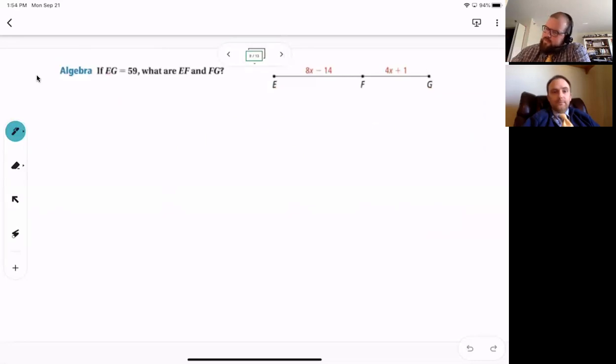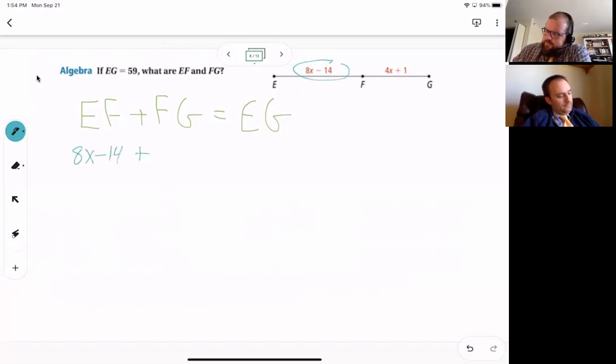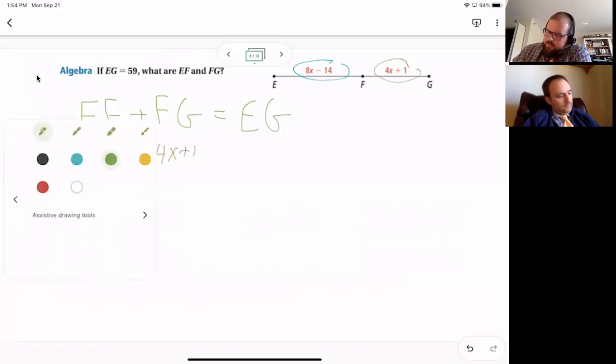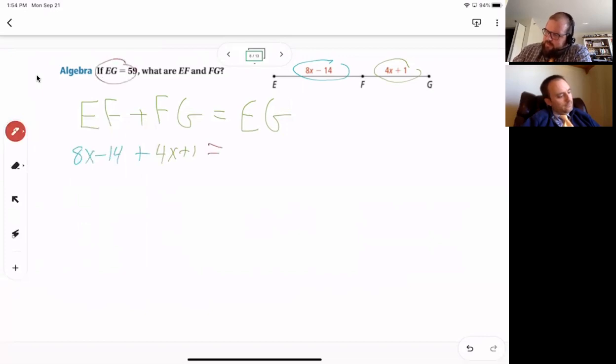Oh, all right. I want to write down the segment addition postulate. So that said EF plus FG equals EG. And then I'm going to write down what we're told those things are. So 8x minus 14, and then 4x plus 1, and that equals 59.